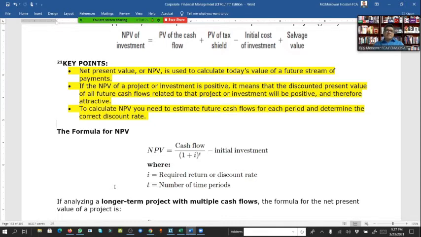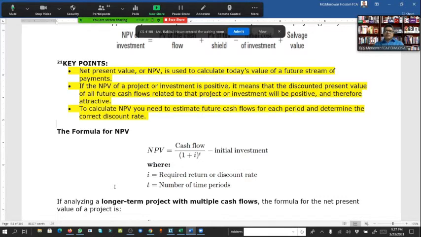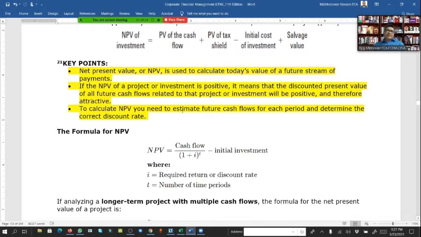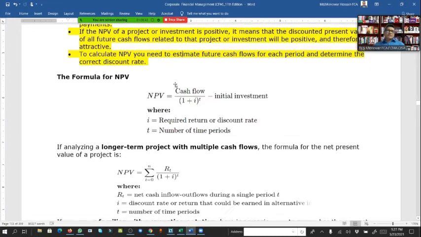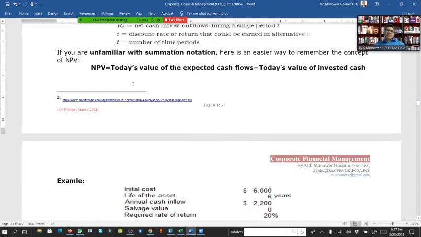To calculate NPV, we have to estimate future cash flow for each period and determine the correct discount rate. Which rate should we use? Basically, we use the cost of capital as the discounting rate. So these are the different types of formula.